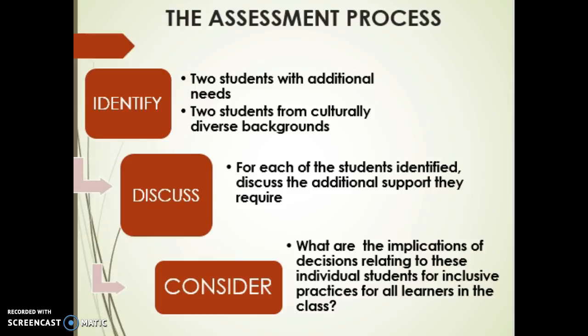The second step is to discuss. This is where we're covering what each of the learners' needs are. You're going to identify the behaviours you'll see in the classroom from the different children, and you're going to compare and contrast the type of support that these learners with additional needs and culturally diverse backgrounds require. There'll be areas where pedagogical approaches and also needs overlap for some of these children, and some which will be totally different. This is where you compare and contrast.